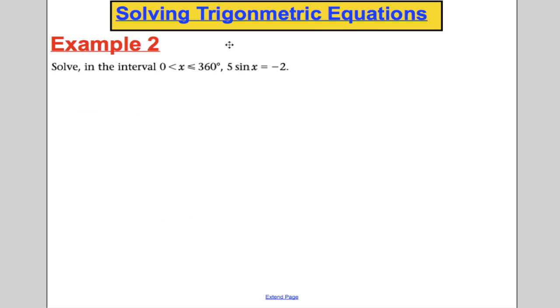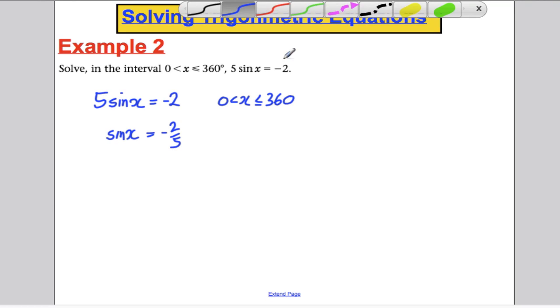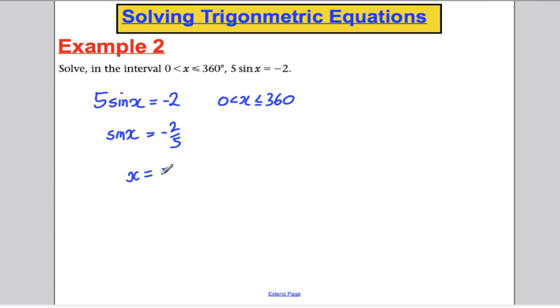Okay, next example, pause the video, have a go. Right, going through, we're trying to solve 5 sine x equals negative 2 between 0 and 360. So, first of all, rearrange so sine x is the subject, divide by 5, minus 2/5. Find your principal value of x by taking the inverse sine of minus 2/5 or minus 0.4. So work that on your calculator, inverse sine, negative 0.4, and you should get x is equal to negative 23.58 degrees, let's say to 2 decimal places.